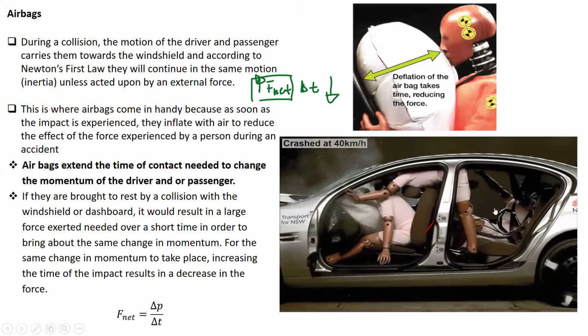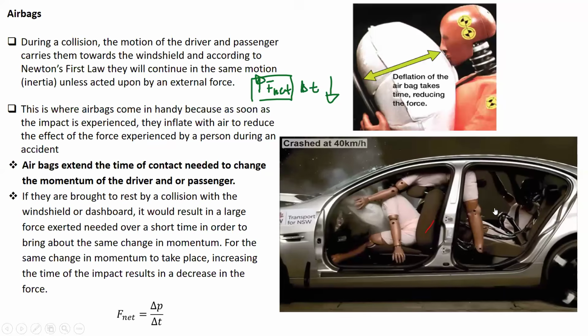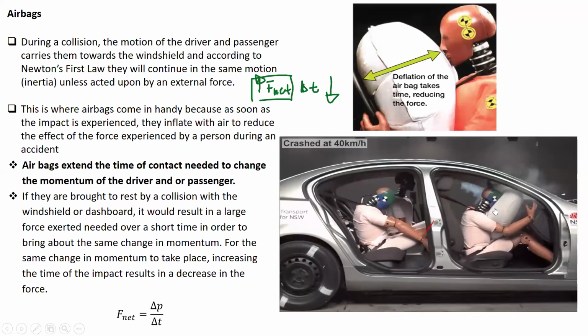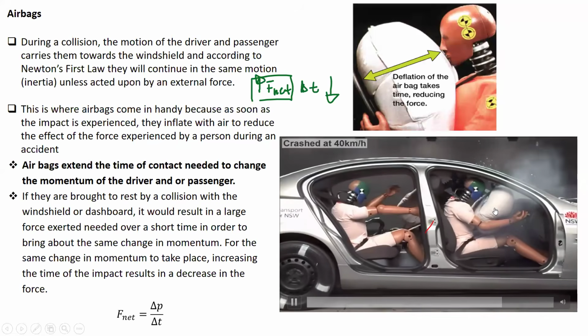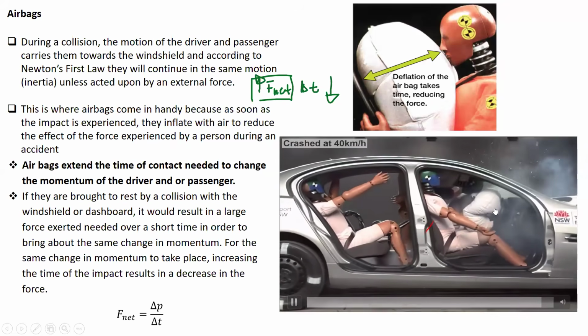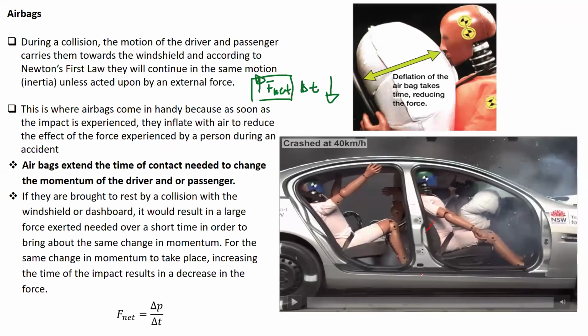And when it's extending, it's applying a force on this guy, but it's extending over a longer period of time. And therefore, it's increasing the time of contact between the human and the seatbelt. And therefore, the force of impact, the force required to change the momentum, becomes less. Why? Because the time has increased. If you increase time, you decrease the force of impact.